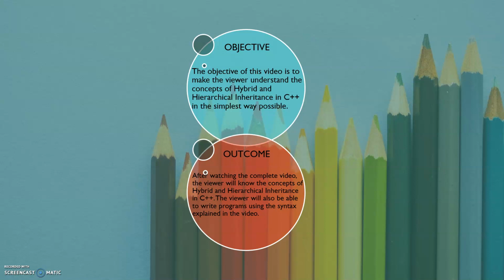The objective of this video is to make the viewer understand the concepts of hybrid and hierarchical inheritance in C++ in the simplest way possible. After watching the complete video, the viewer will know the concepts of hybrid and hierarchical inheritance in C++. The viewer will also be able to write programs using the syntax explained in the video.